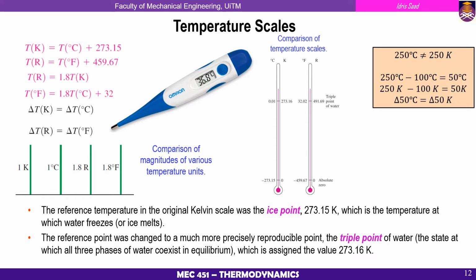Basically, all scales are similar, as you can see on this slide. The difference is only the reference point. Some use what we call the ice point, some use the boiling point, some use the position where there is no energy at all. So that's all for the zeroth law of thermodynamics.